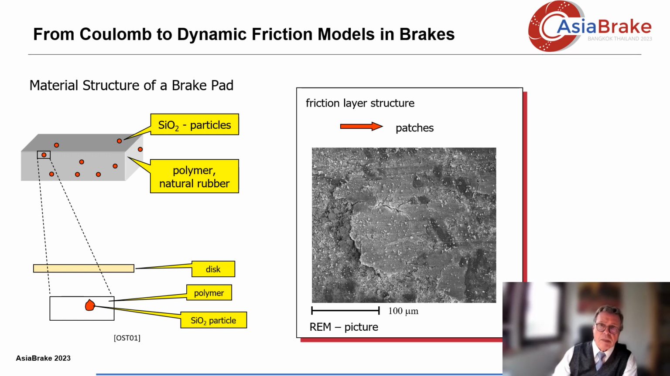The simplest material structure of a lining is outlined here. Sand grains are bound into a polymer matrix. Let's look at a small section of this lining, which contains only one sand particle. If the gray cast iron disc is pressed against it, a patch around the sand particle is formed, which can be seen in the REM picture on the right. How does this work?